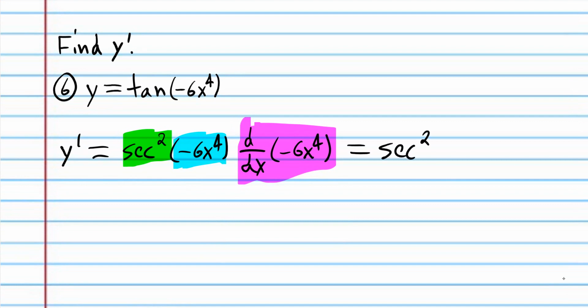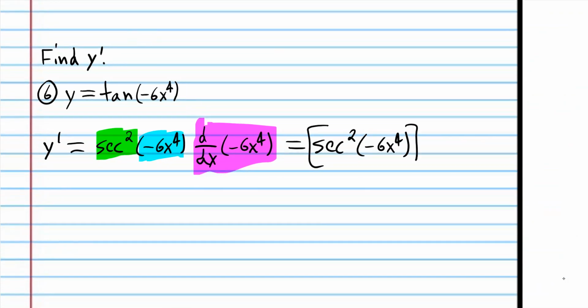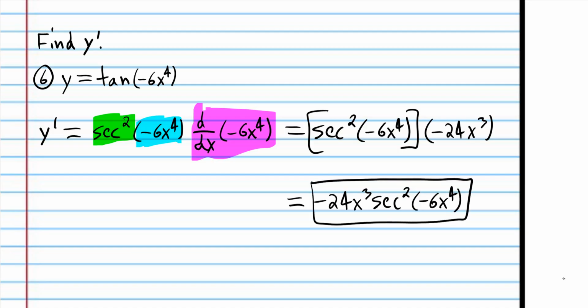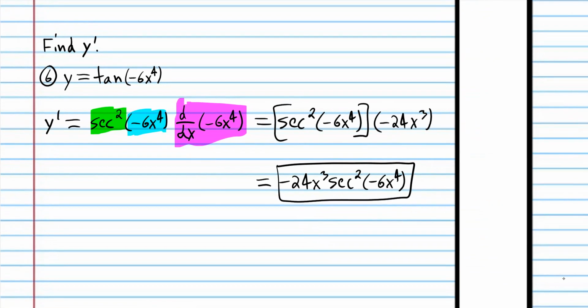So we have secant squared negative 6x to the 4th. And I'm going to write brackets to avoid confusion. The derivative of negative 6x to the 4th is negative 24x cubed. So it's best to write the negative 24x cubed in front of the secant function to avoid confusion. And whoops, that should be cubed. Actually, no, that's 4th. So there you go. There's another example. Again, this derivative turned into that, and the outside function is there, the inside function is there.